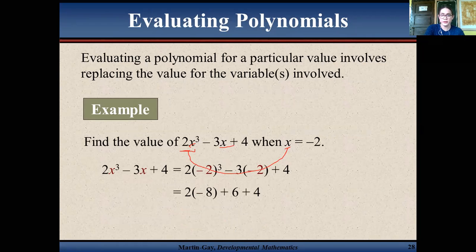So you have negative 2, quantity cubed, is negative 8, then negative 3 times negative 2 will give you plus 6. To solve this one, that gives you negative 6. I hope you can follow. Are you following? Yes, I hope you do.